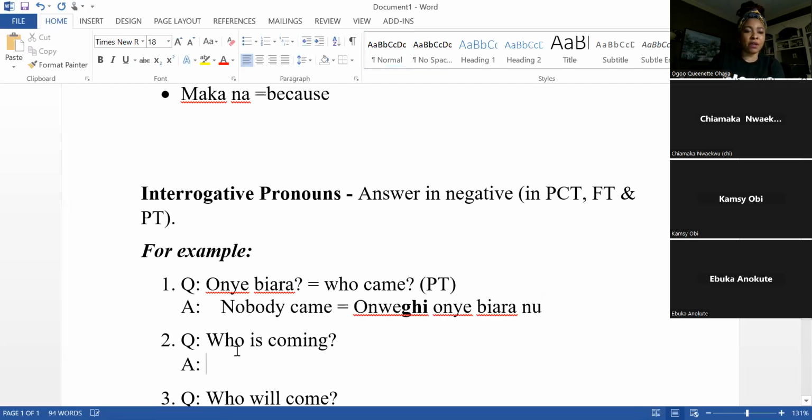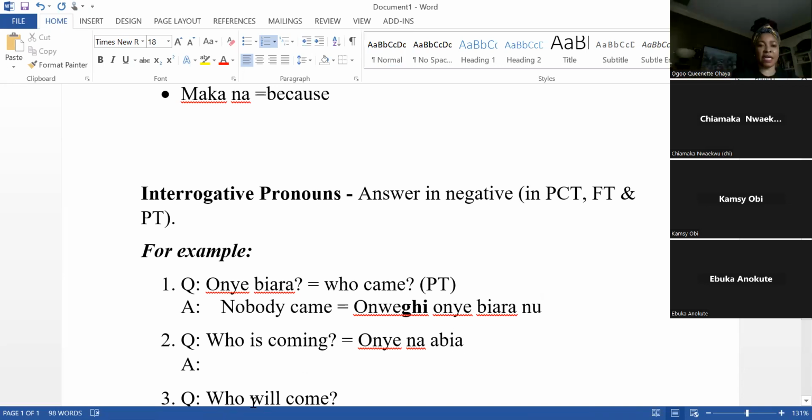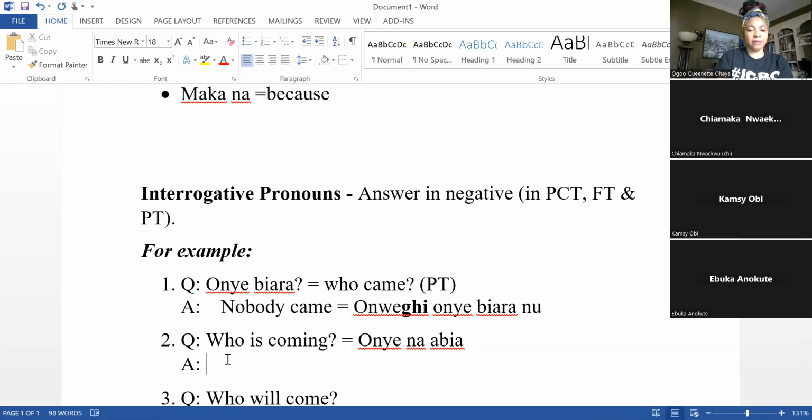Who is coming, boo? Onye na-abịa. The answer, Ebuka. Okay, so answer who is coming? Remember, we are doing negative now. Negation, okay? Oh, no one is coming. Okay, no one is coming. No one or nobody is coming, okay? Which would be onweghị onye na-abịa. Na-abịanụ. Okay. Onweghị onye na-abịanụ. Good. Ebuka added it. Onweghị onye na-abịanụ.